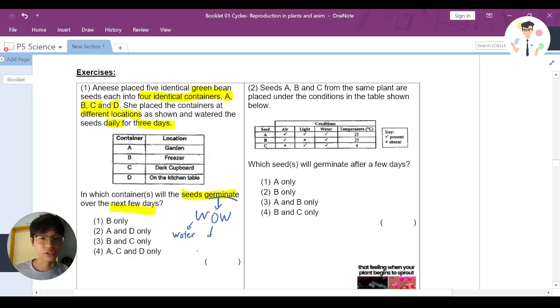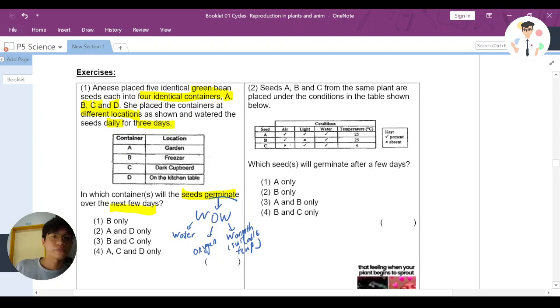O is oxygen. And the last W is warm, which basically means a suitable temperature.